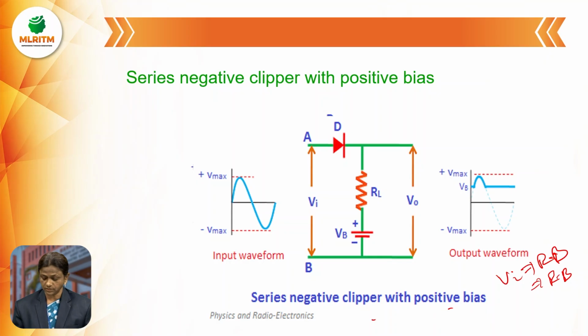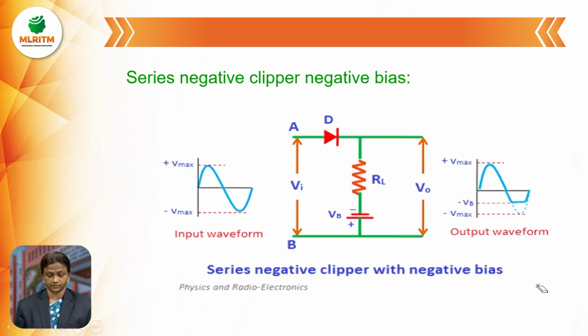Next one, series negative clipper with negative bias. Series negative clipper with negative bias means here diode D is connected in series to the RL, and negative bias means connecting one biasing voltage or one reference voltage in series to the diode D through RL.